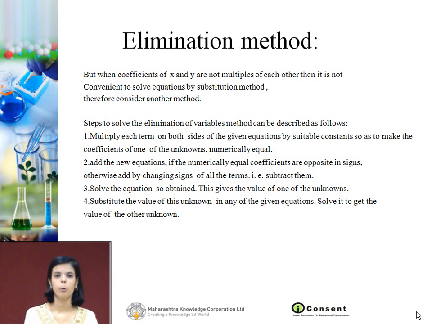Multiply each term on both sides of the given equations by a suitable constant so as to make the coefficient of one of the unknowns numerically equal. Add the new equations if the numerically equal coefficients are opposite in signs. Otherwise, subtract them, that is, add by changing signs of all the terms. Solve the equation so obtained. This gives the value of one of the unknowns. Substitute the value of this unknown in any of the given equations. Solve it to get the value of the other unknown.